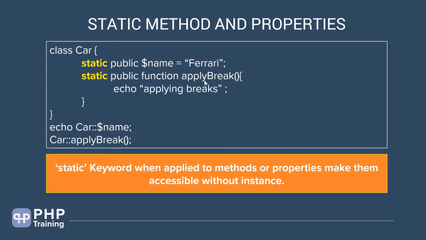When you mark a property and a method as static, you can see the notation here with the class name. Car is the class name, then the scope resolution operator, colon and colon. Then you can directly access the property, and you use the same notation to access the method. So let's do an example and understand how to create static methods and properties and how to access them.